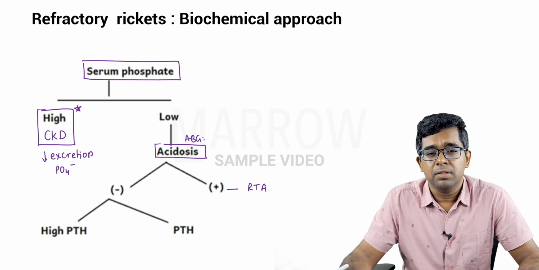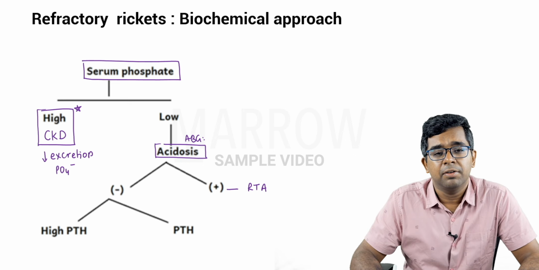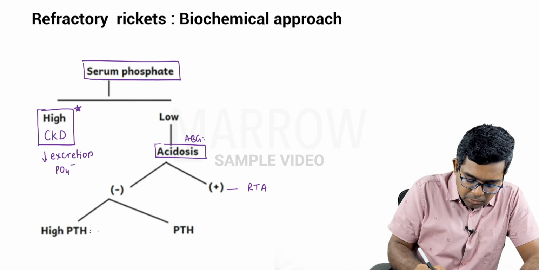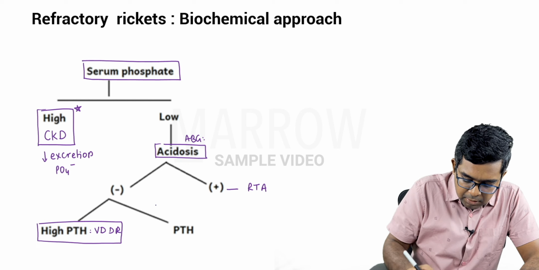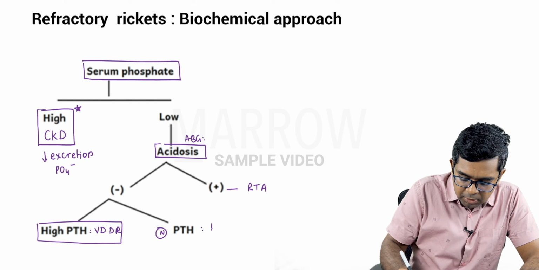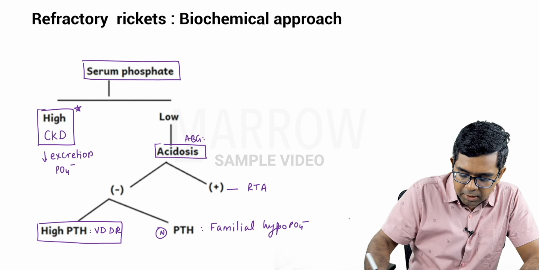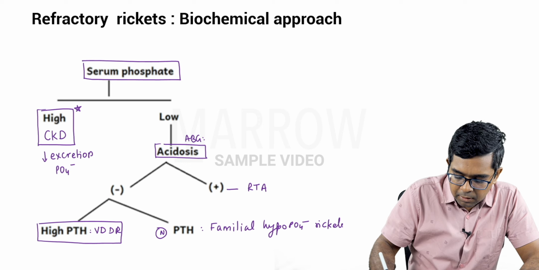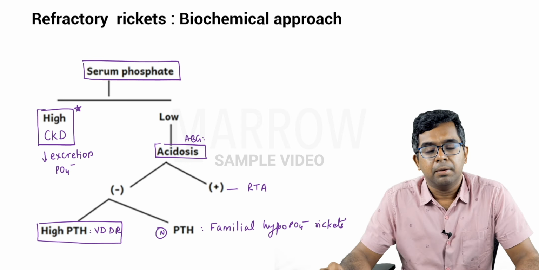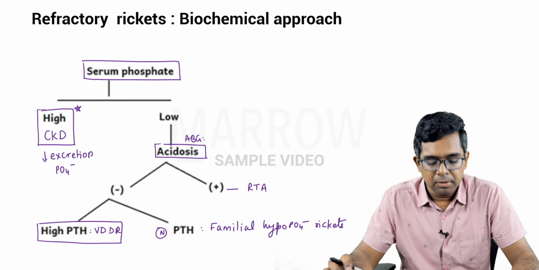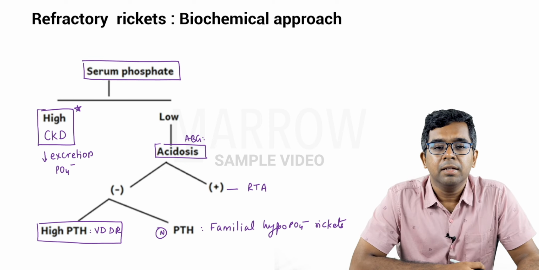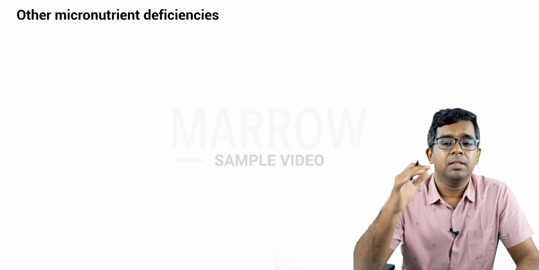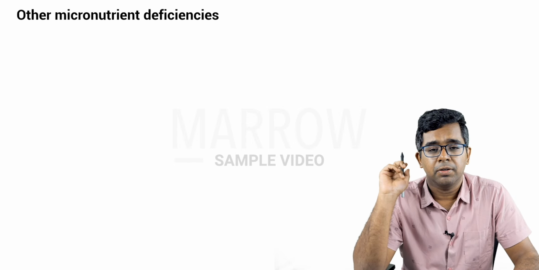And if there is no acidosis, then we have to estimate the levels of PTH. High PTH is noted in VDDR. What is that? Vitamin D dependent rickets. And normal PTH is what is seen in familial hypophosphatemic rickets. This is the biochemical approach to rickets which you should make a note of. Okay, right. Then just short notes about other micronutrient deficiencies which are important for your exams.